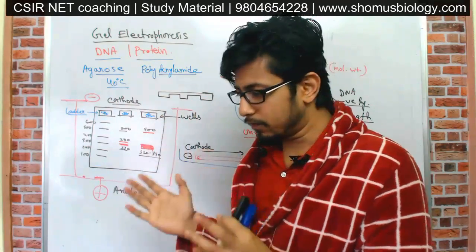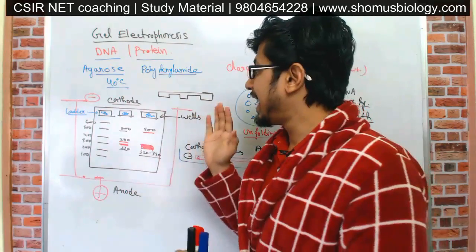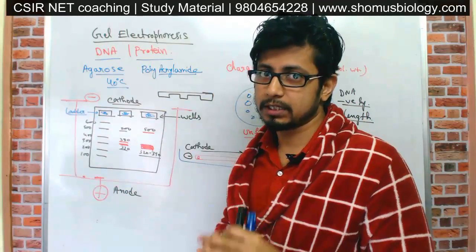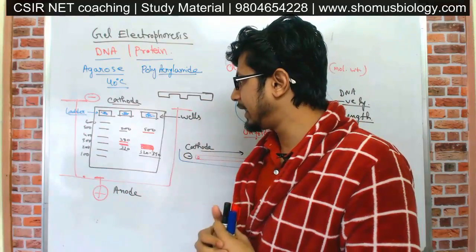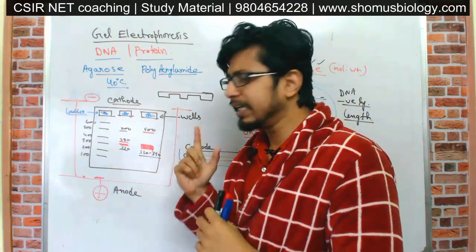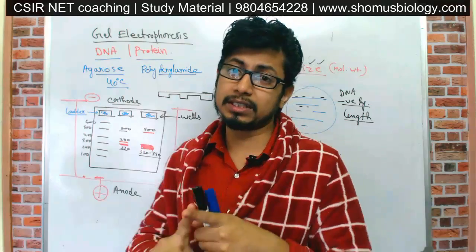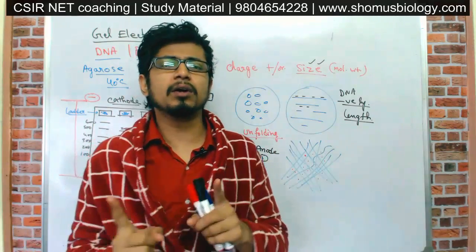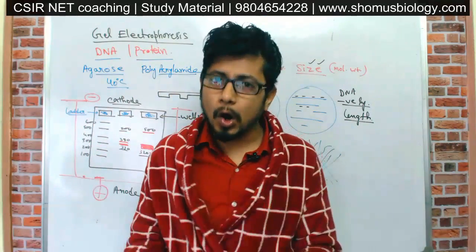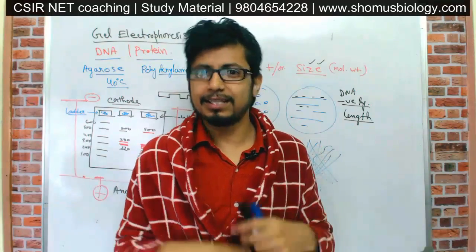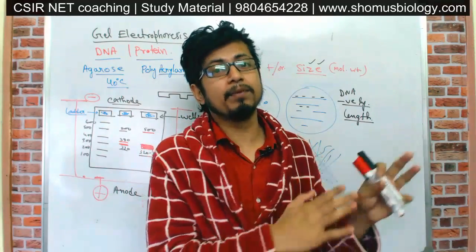This is the idea of agarose gel electrophoresis and DNA gel electrophoresis as a whole. For DNA gel electrophoresis, we can easily separate DNA based on their length, the size, without thinking of their charge, because they are all negatively charged. That's quite easy to do with the help of agarose gel.